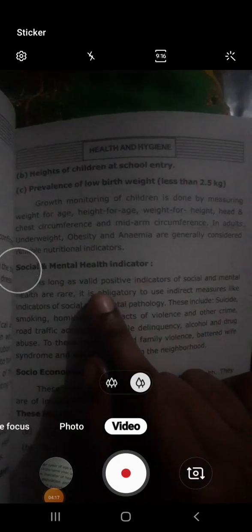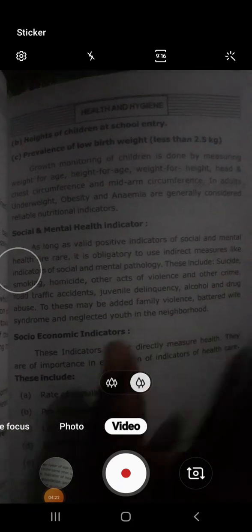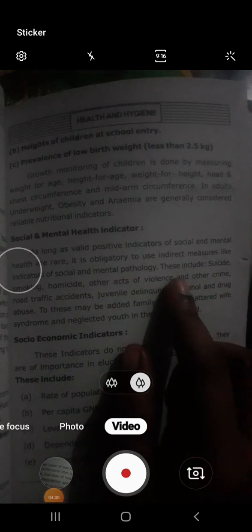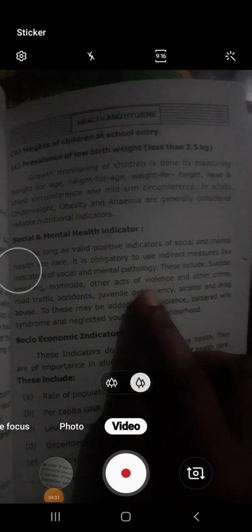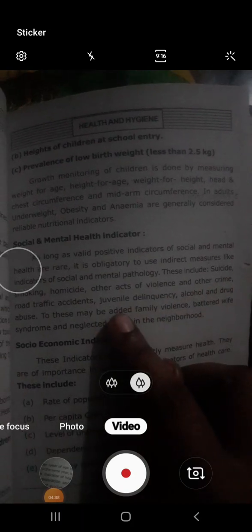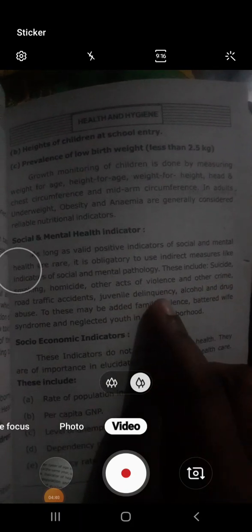And coming to social and mental health indicators, we'll be having positive and also negative indicators. Positive indicators are mental and social pathology that includes suicide, smoking, homicide. These all come under violence and crime, road traffic accidents. Juvenile delinquency is one of them, where a minor commits a crime and the court gives some punishment. So that indicates juvenile delinquency.